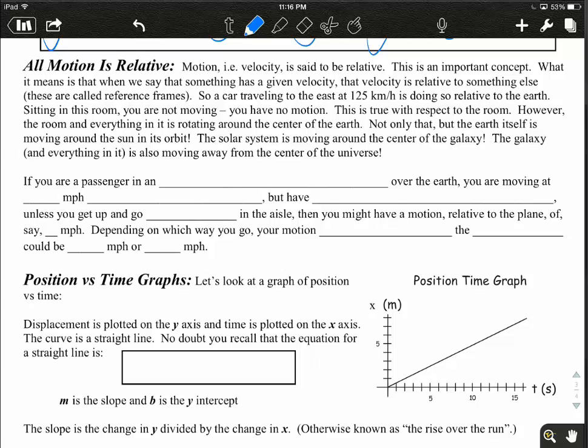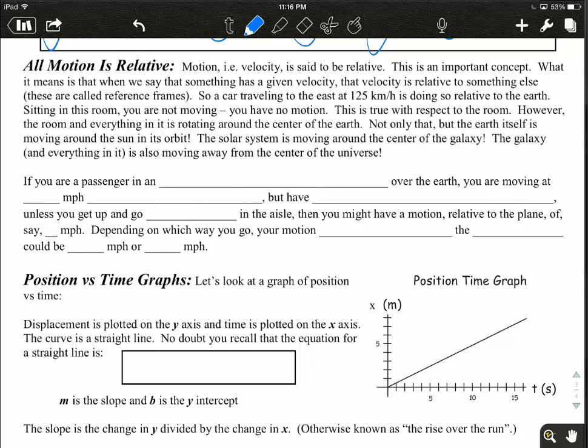So what happens is, right now you might be sitting down. Well, you think, okay, you're not moving. Well, relative to your house, you're not moving. Relative to the earth, you're not moving. But relative to the moon, you are moving, right? Because you're traveling around the sun, because you're on the earth.